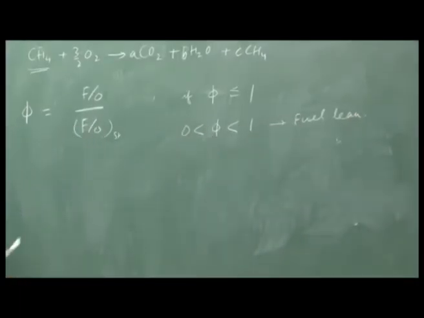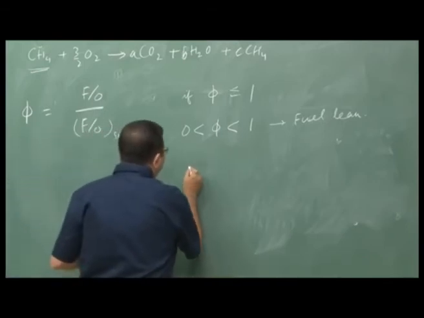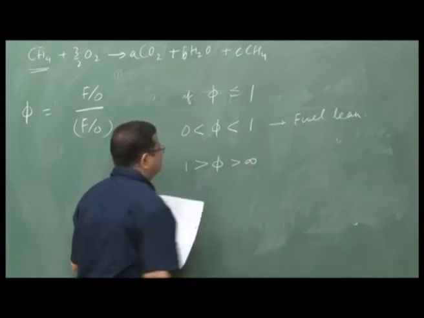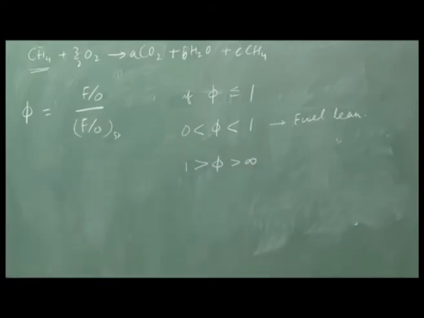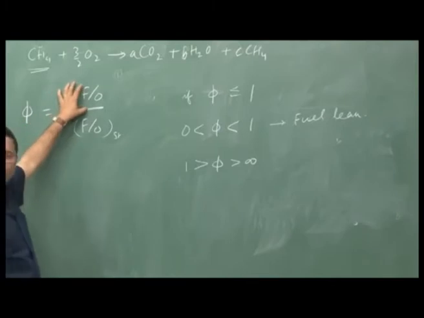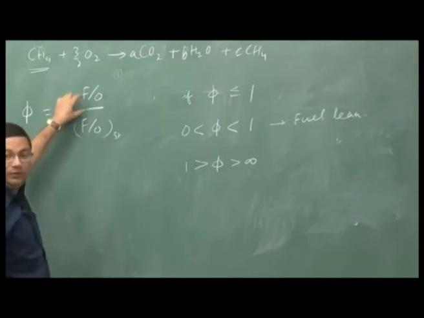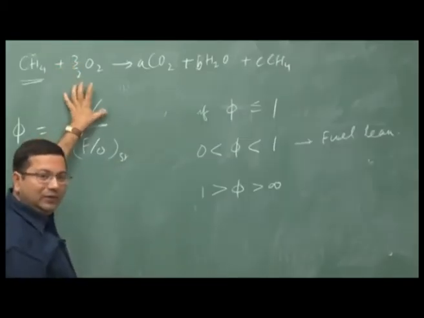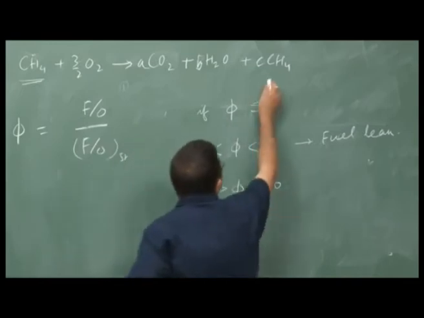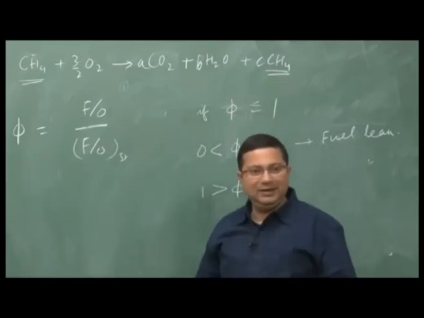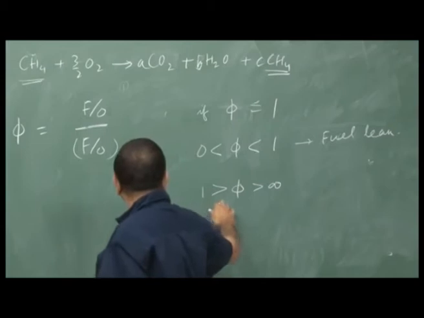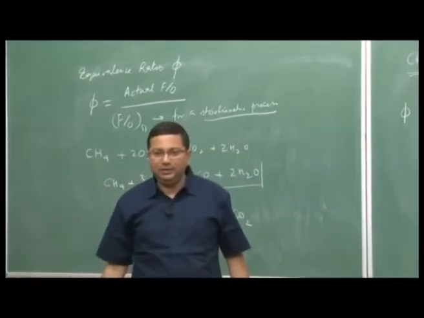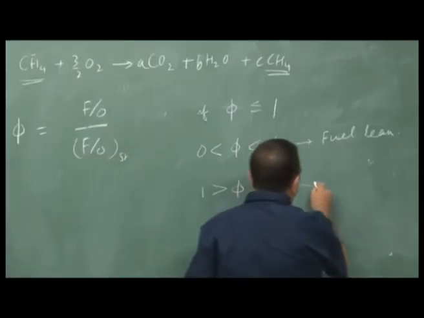So, such a condition is called fuel lean. Okay. And on the other hand, if phi is between 1 and infinity, okay, that is phi is greater than 1, in that case either fuel is more than the stoichiometric requirement or oxidizer is less. For example, in this one oxidizer was less. In this example, what happened? We had some unburned fuel remaining. So, when the equivalence ratio is more than 1, some fuel will remain unburned. So, that is called fuel rich.